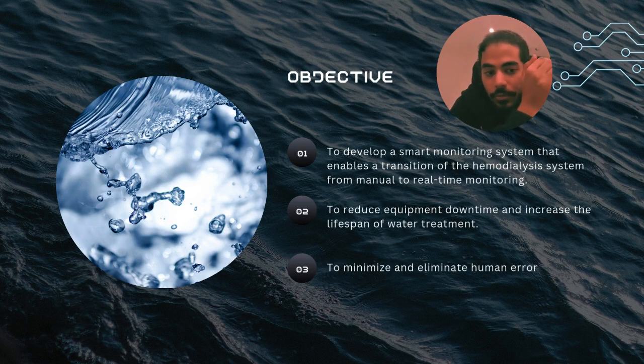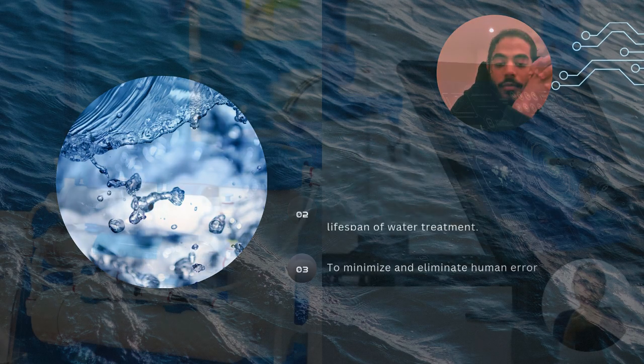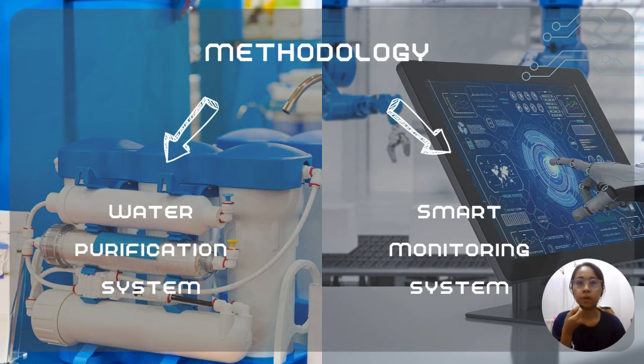Second, to reduce equipment downtime and increase the lifespan of the water treatment. This careful, sensed way of treating the water will increase the lifespan of the equipment itself. Third is to minimize and eliminate human error. The personnel or worker will go every time to check the liters and so on. It is highly prone to error because we are humans, so we make it a smart monitoring system which will reduce this chance of error. Thank you.